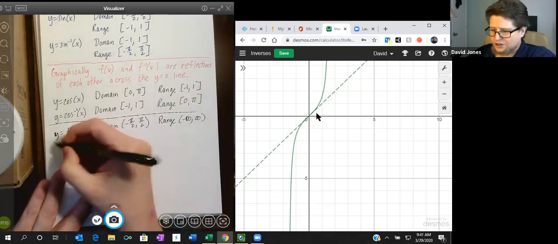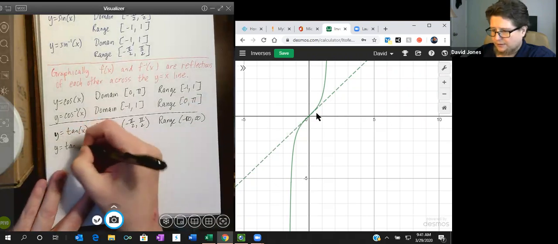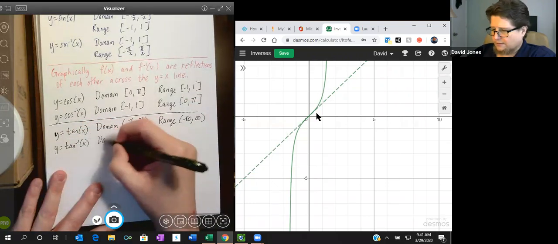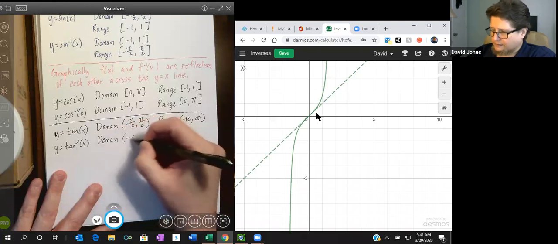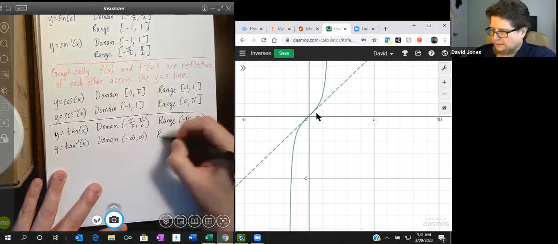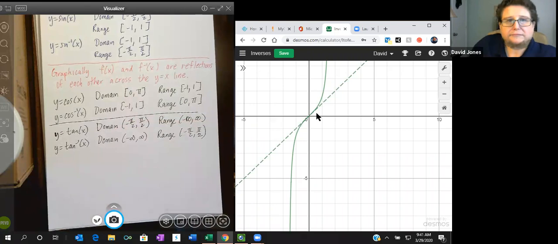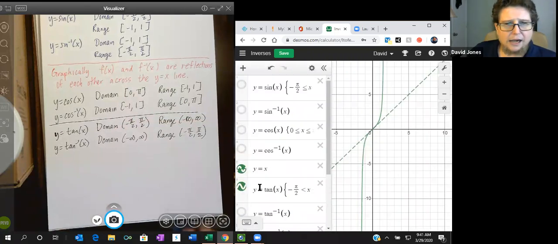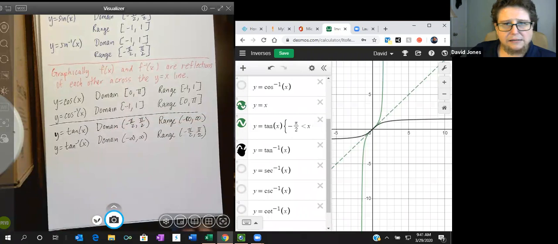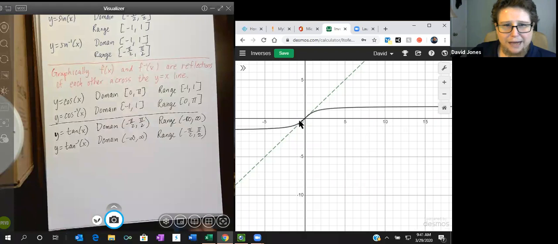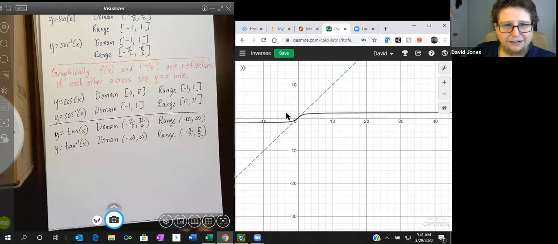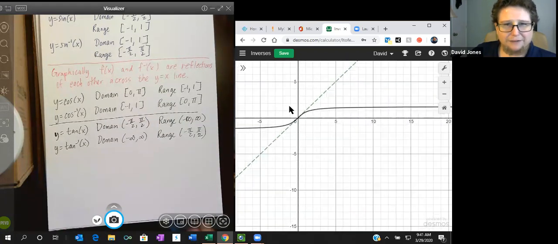Which means tangent inverse swaps those. And the range is now negative pi over 2 to pi over 2. And we can see that here. The domain just keeps shooting left and right, but it never goes above pi over 2 or negative pi over 2.